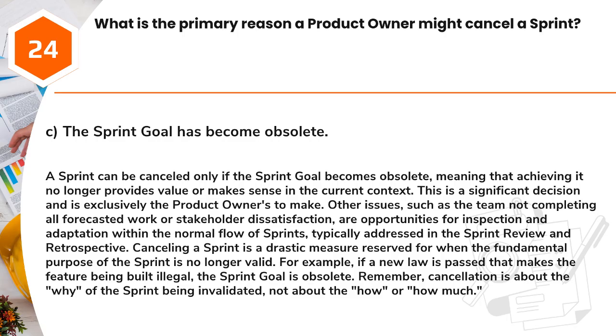Canceling a sprint is a drastic measure reserved for when the fundamental purpose of the sprint is no longer valid. For example, if a new law is passed that makes the feature being built illegal, the sprint goal is obsolete. Remember, cancellation is about the why of the sprint being invalidated, not about the how or how much.